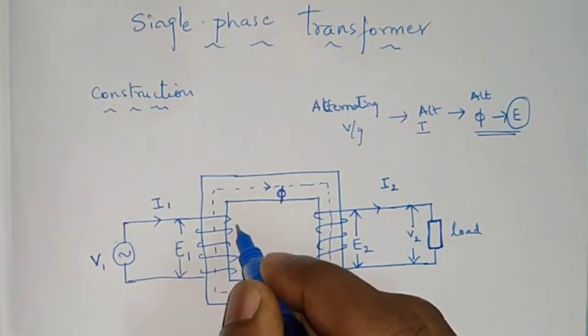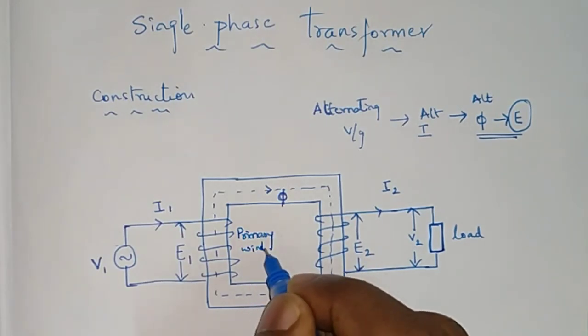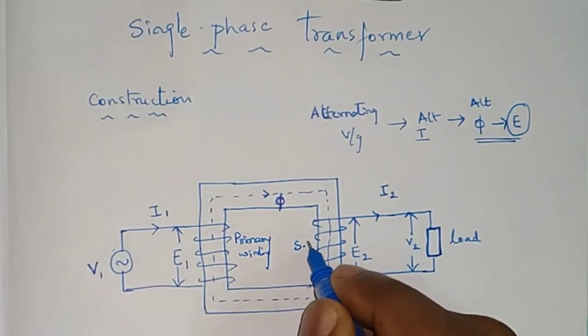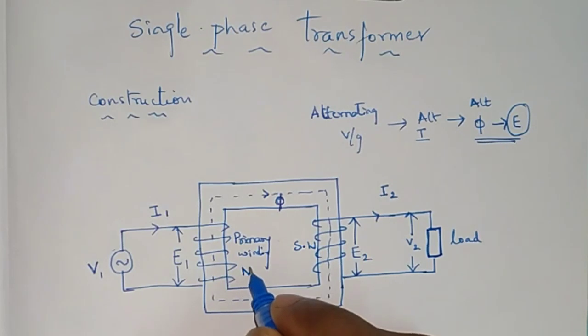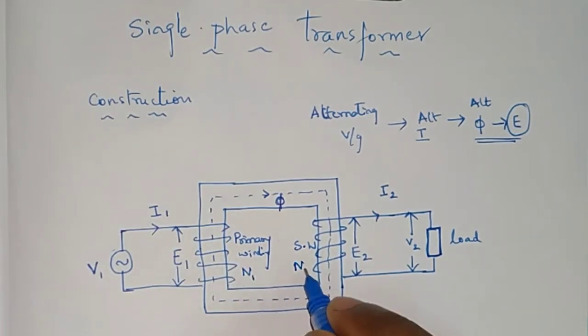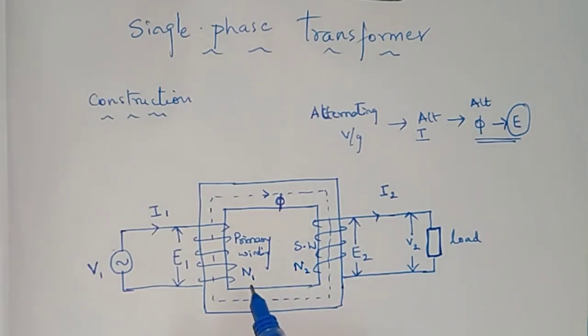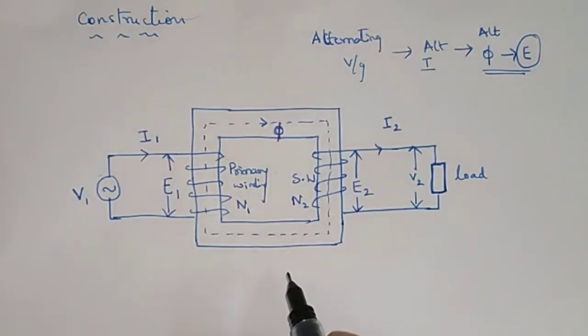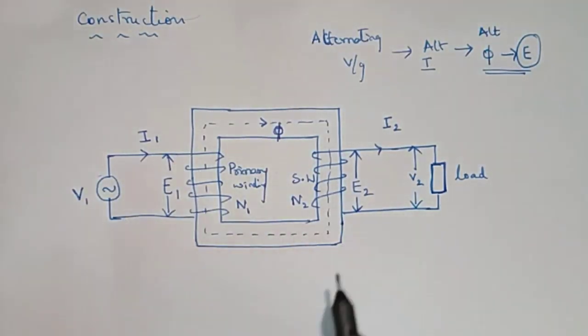So now this is the primary winding and this is the secondary winding. I will take the number of turns N1 on the primary side and N2 on the secondary side. N1 represents the number of turns in the primary winding, and N2 represents the number of turns in the secondary winding. Now after drawing the construction diagram, I will explain the terms one by one.